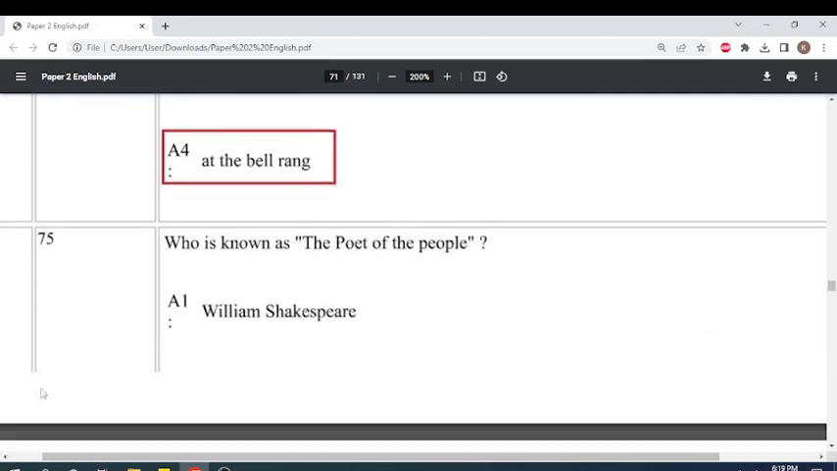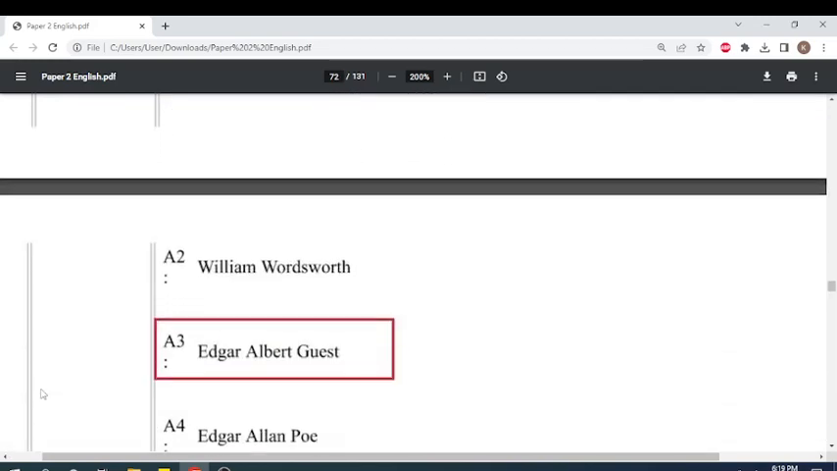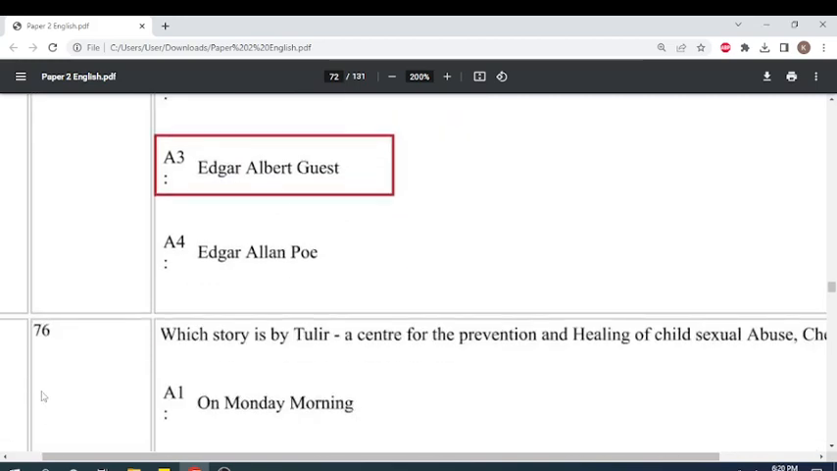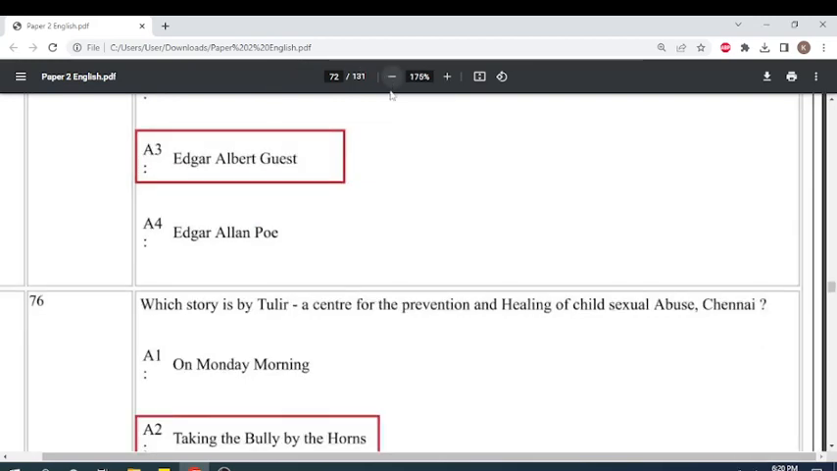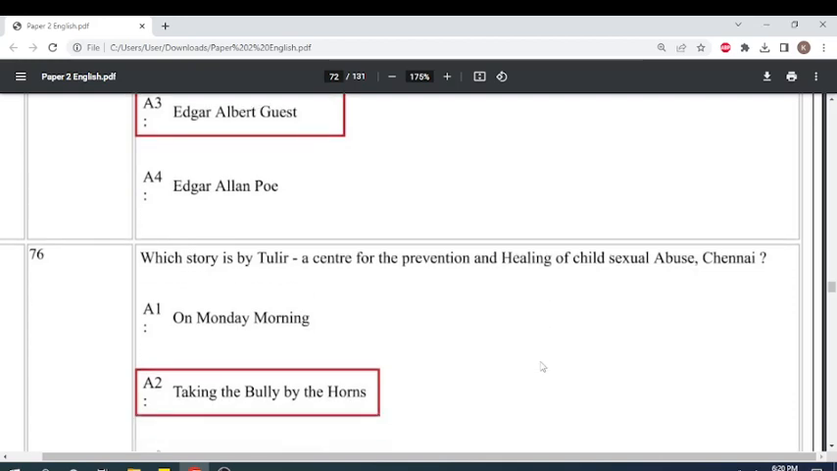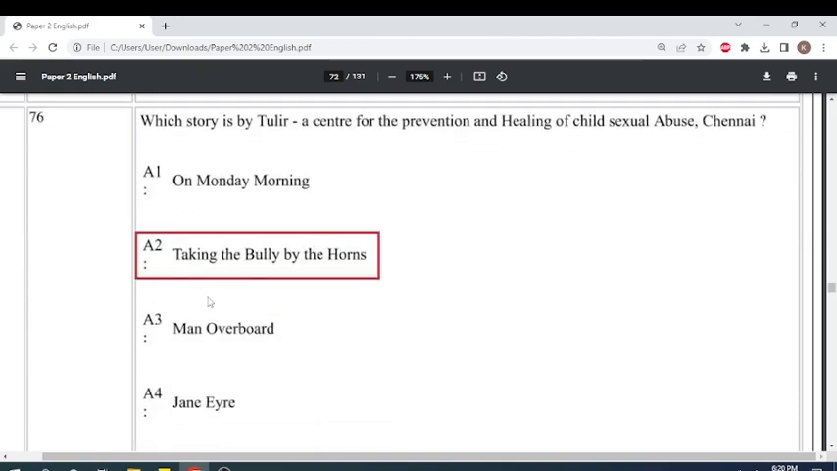75. Who is known as the poet of the people? Answer A3 Edgar Albert Guest. 76. Which story is by Tulir, a center for the prevention and healing of child sexual abuse, Chennai? Answer A2 Taking the Bully by the Horns.